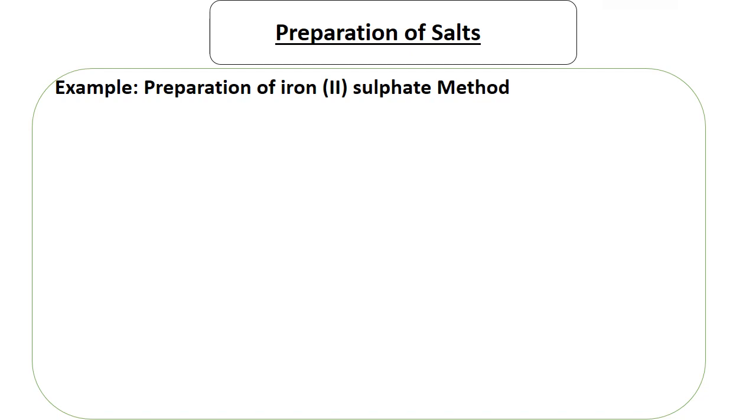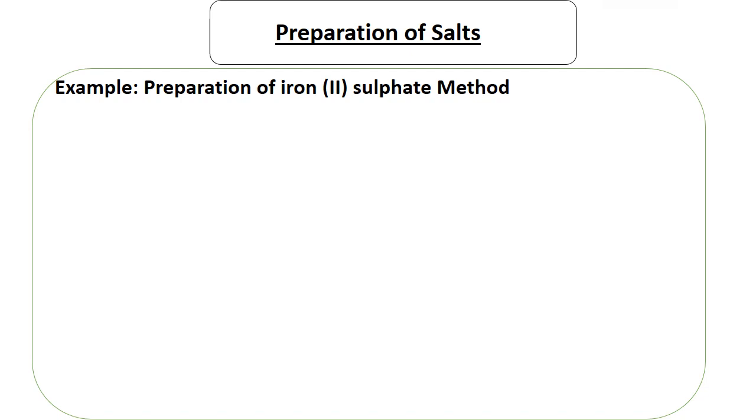So here is an example of a replacement reaction. So we're going to see the procedure. You have to note all the points, because sometimes you can be asked to describe the procedure of how to prepare a salt using replacement or displacement. So we're going to prepare iron 2 sulfate.